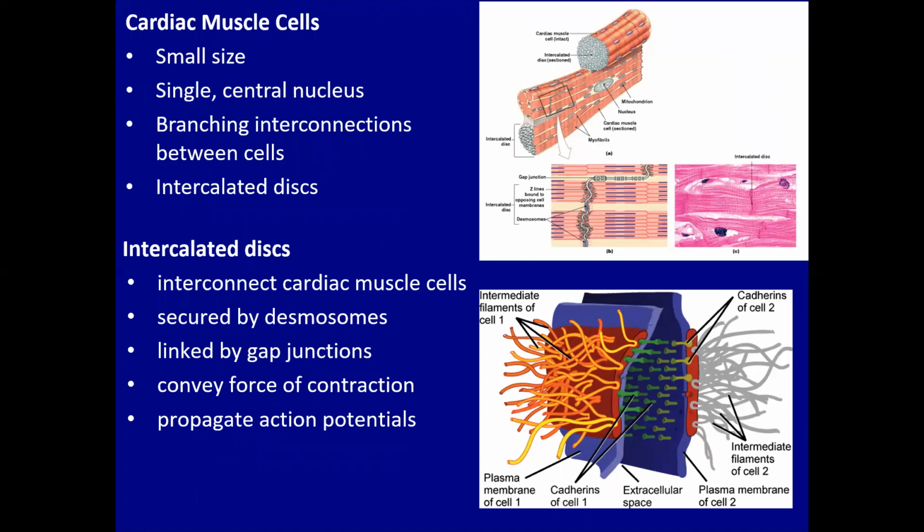Cardiac muscle cells, as we talked about when we talked about muscle cells, are small in size. They are oddly shaped. Think about them like tree branches. They have these branches that have interconnections between the cells that are known as intercalated discs. The intercalated discs allow for each cardiac muscle cell to be interconnected. They are secured by desmosomes.